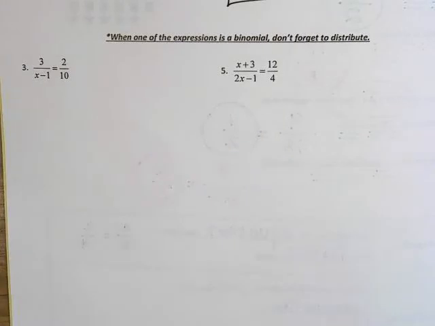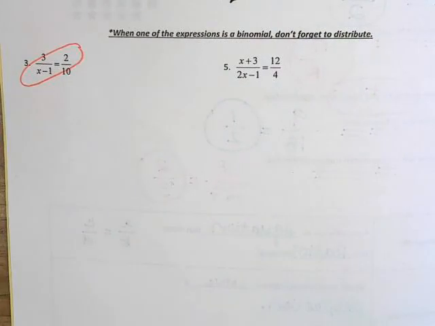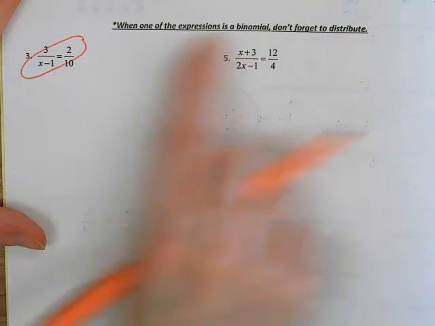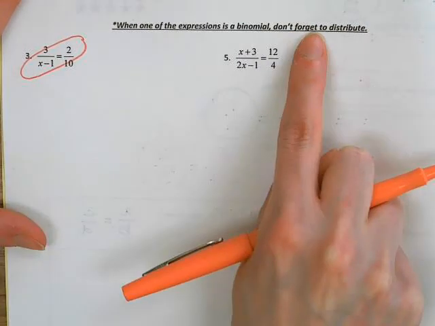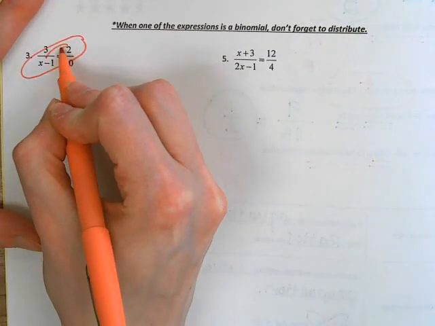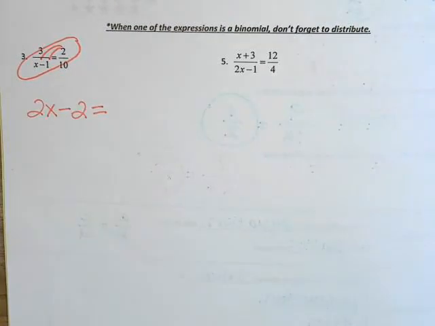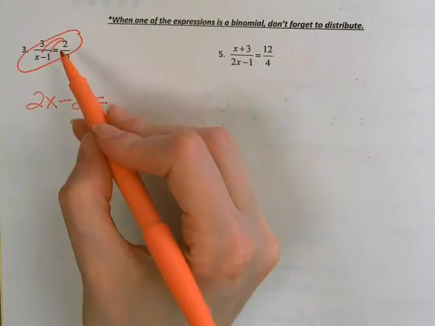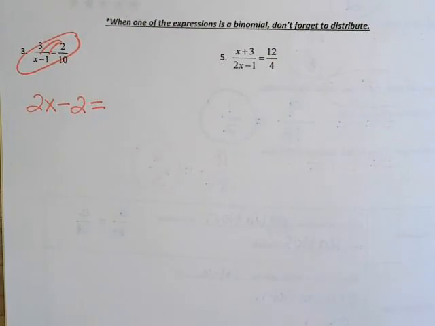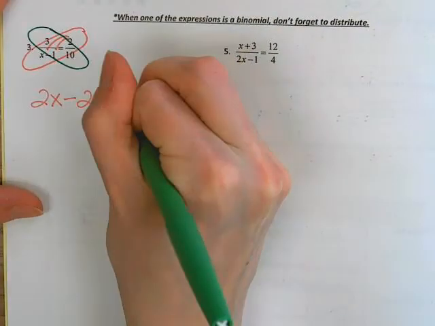Okay, so same thing, guys. We're going to cross multiply. 2 times x minus 1. Now here's where you guys have to be careful. When one of the expressions is a binomial, don't forget to distribute. So you actually have to distribute the 2. 2 times x minus 1 is actually 2x minus 2. You guys see that? You got to distribute the 2. And then the other side, 3 times 10 is just easy 30.